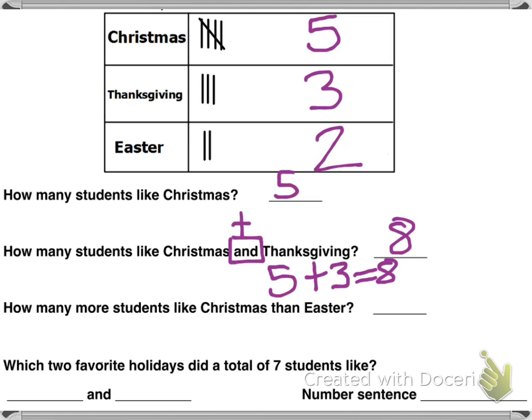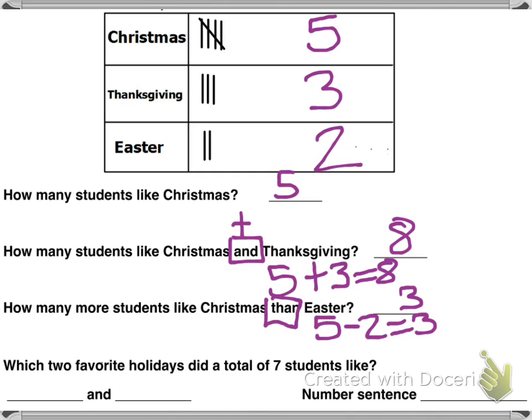Next question says, how many more students liked Christmas than Easter? You can do it one of two ways. You can say, I know Easter is 2. To get to 5, it'd be 2, 3, 4, 5. So it'd be 3 more. Or you can subtract. You can say, Christmas is 5. If you take away 2, there'd be 3 left. So Christmas had 3 more students than Easter.